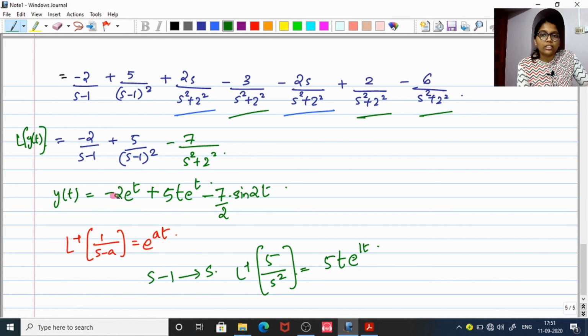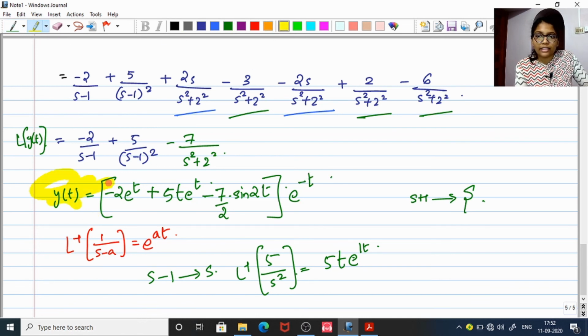Here is your answer, but it is not yet complete because we had a replacement: small letter s plus 1 was substituted with capital letter S. So what you have to do is just multiply the whole function with e raised to negative 1t. So this becomes your final answer. This is your final answer.